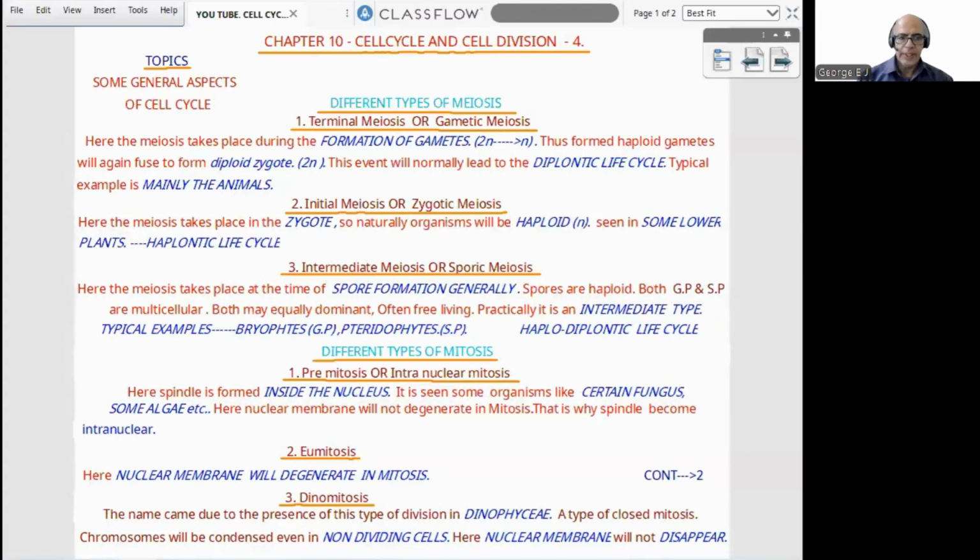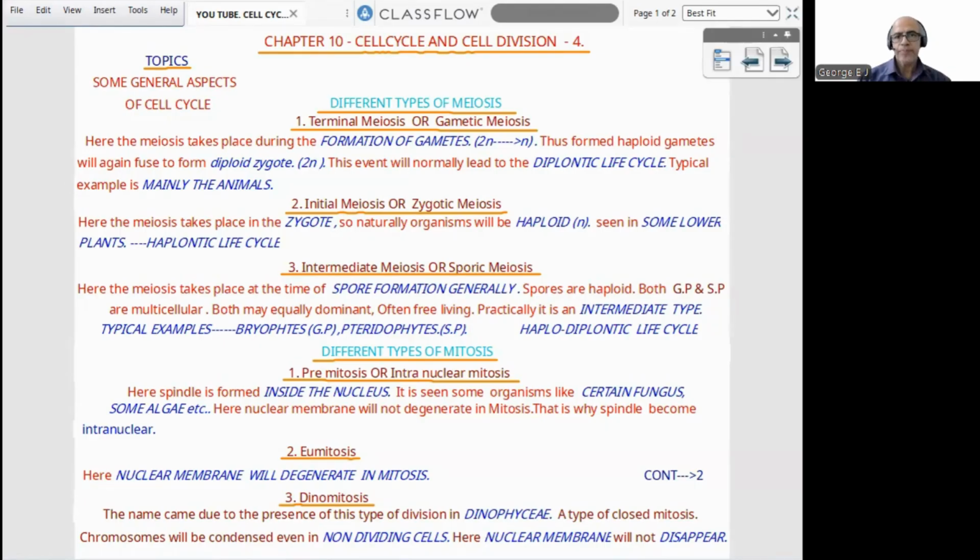I think the screen came. So shall we proceed? Chapter 10, cell cycle and cell division, fourth one, last one. Main topics, only one topic: some general aspects of cell cycle, where some students ask, even though not directly linked with the NCERT in this chapter. And some belongs to this chapter, again, not directly linked with NCERT.